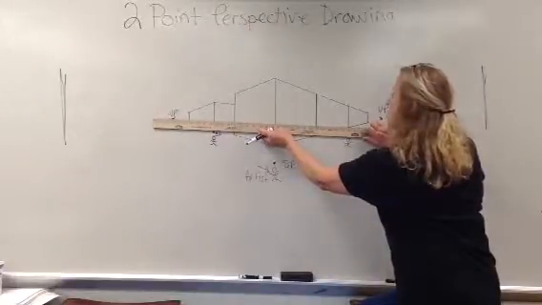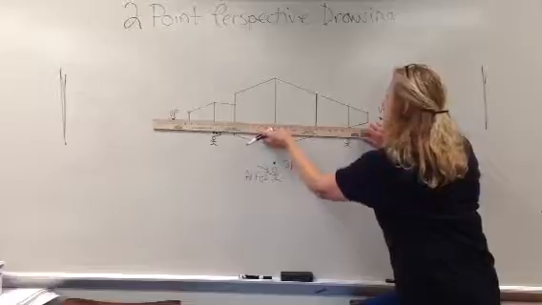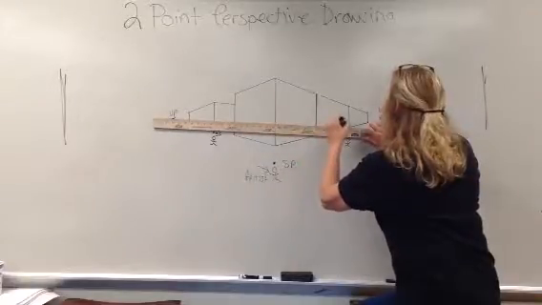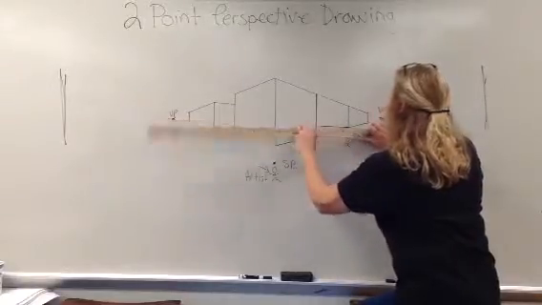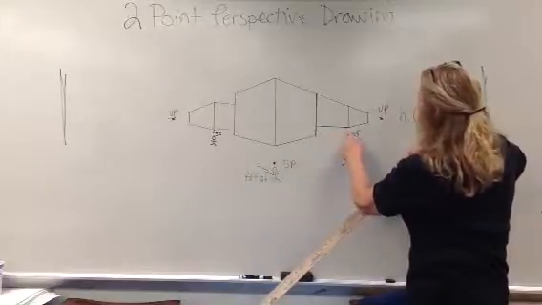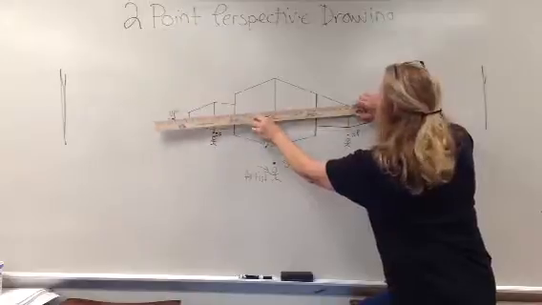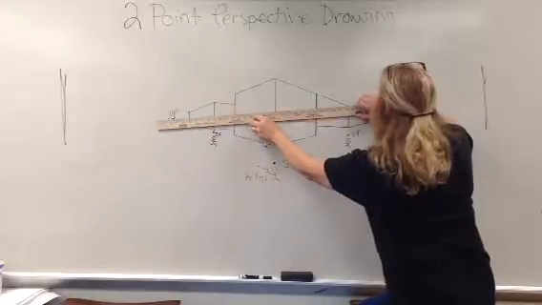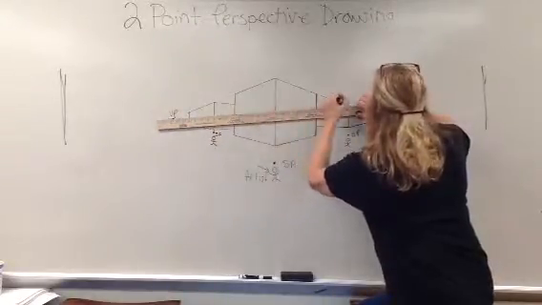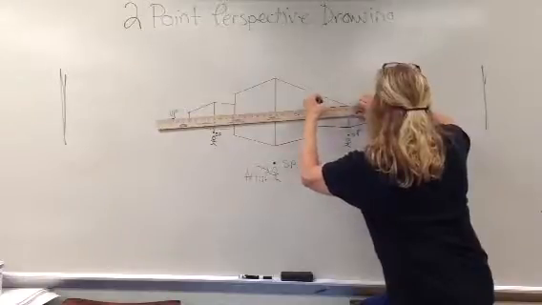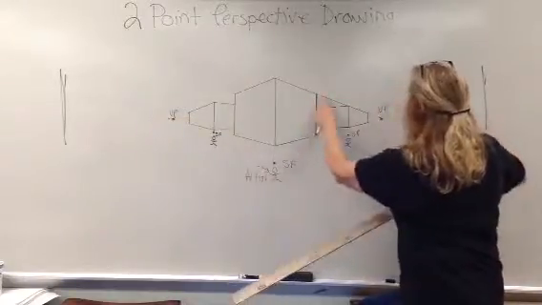So get your ruler lined up with the vanishing point, and then the other end at the bottom here. Get rid of that. There you go. There's the bottom. Now we're going to do the top. Get your ruler on the vanishing point, and then the other end at the top of your corner. There you go. You erase that.